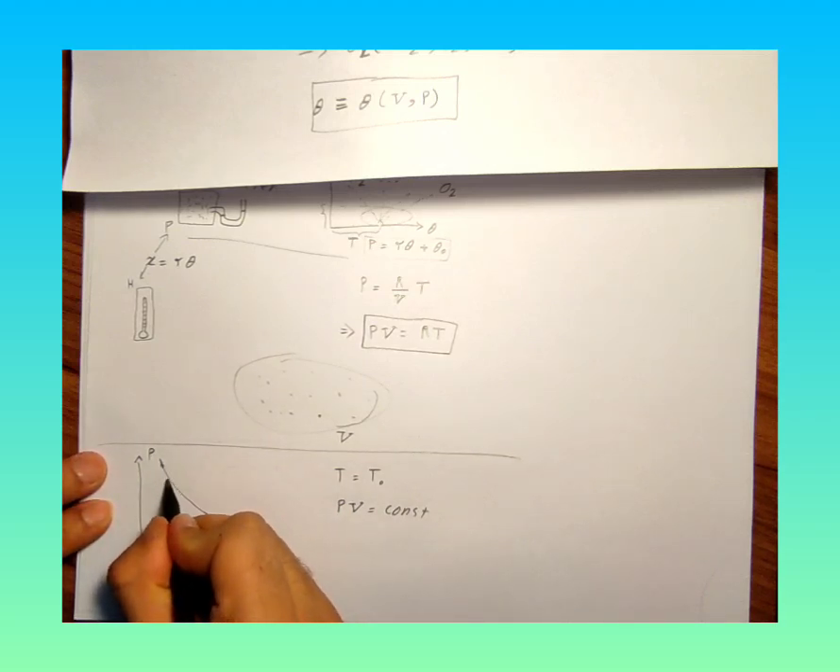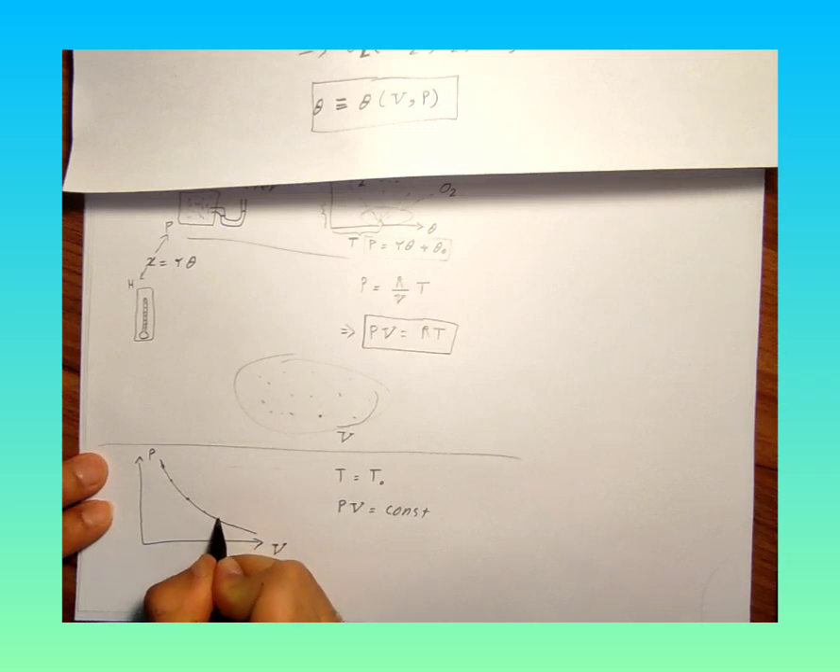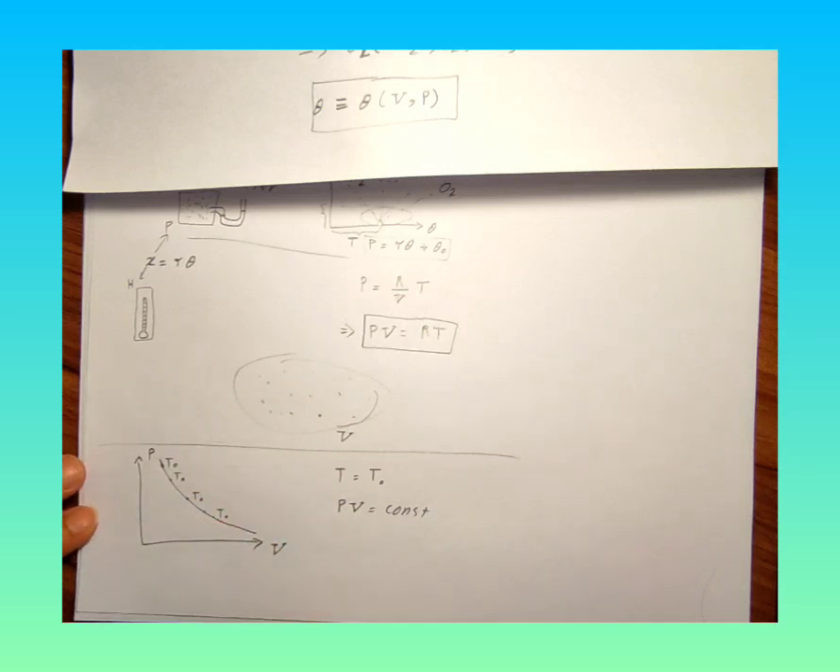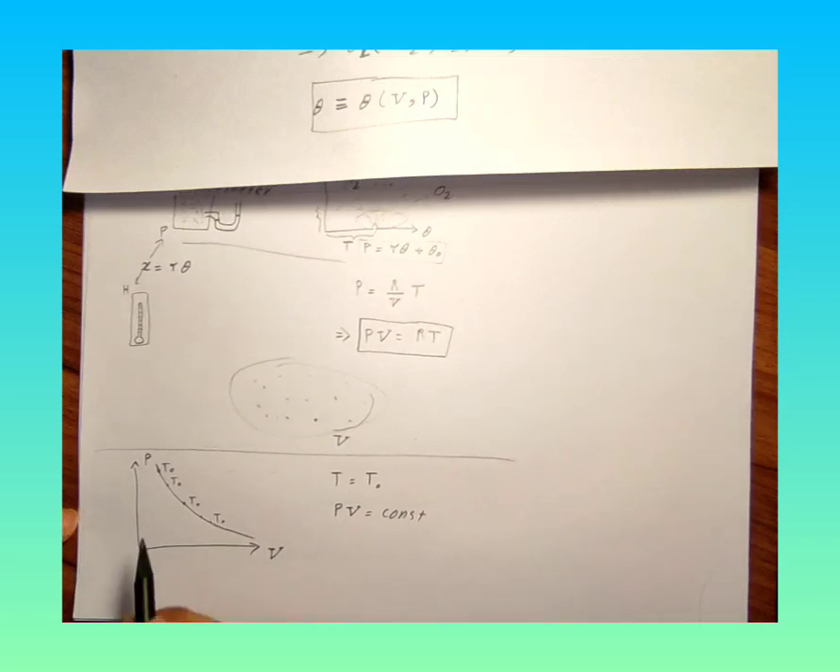On every point, the temperature is T0. Now we want to calculate work on this diagram, in an isothermal process. W, actually dW, is minus P dV.